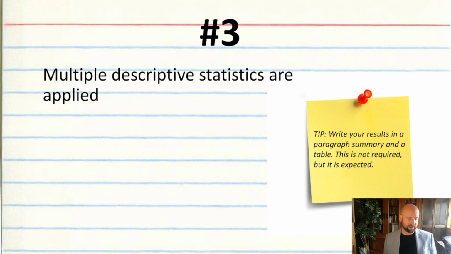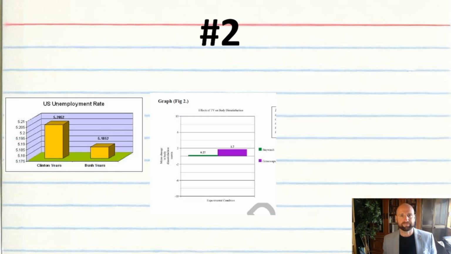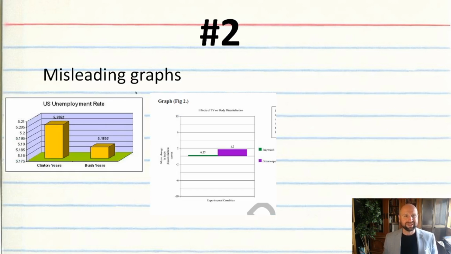Okay, so just a couple things with descriptive statistics as well. Typically speaking, you can use the mean unless you have outliers, in which case you might go with the median. You don't have to explain what descriptive statistic you used. That used to be in the old curriculum, but not in the new one. Okay, now number 2 is misleading graphs.